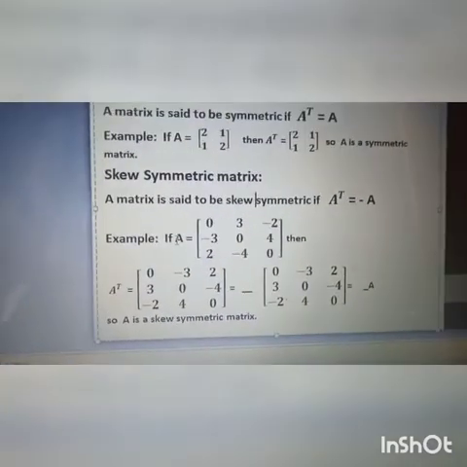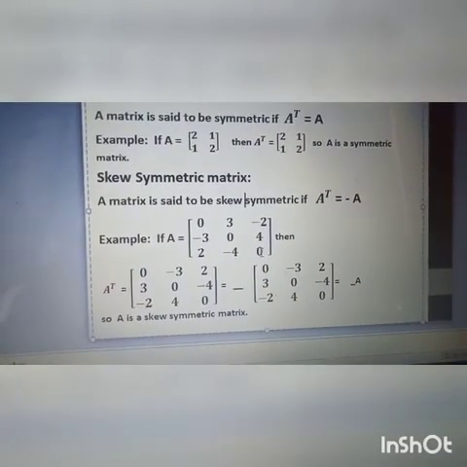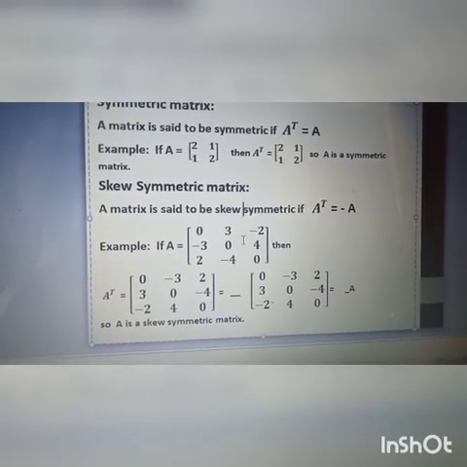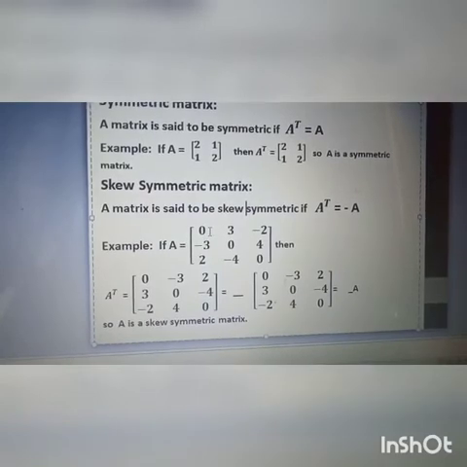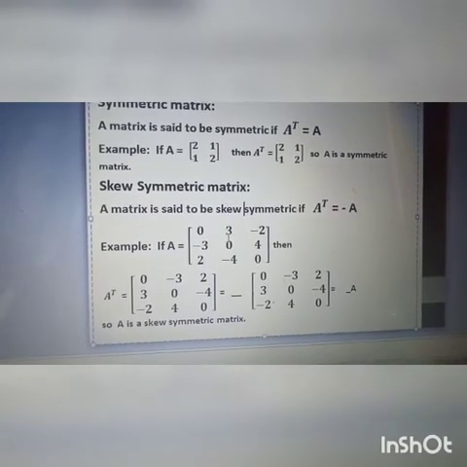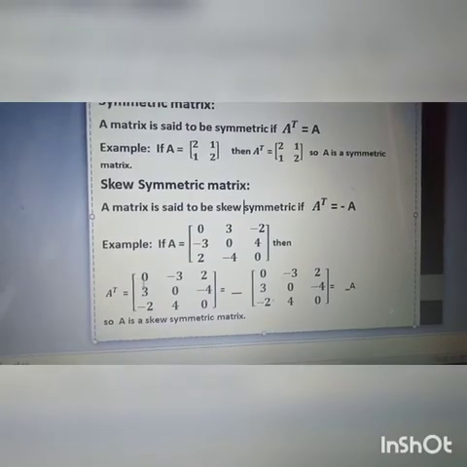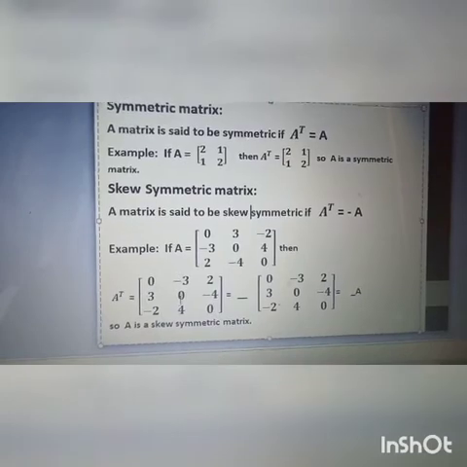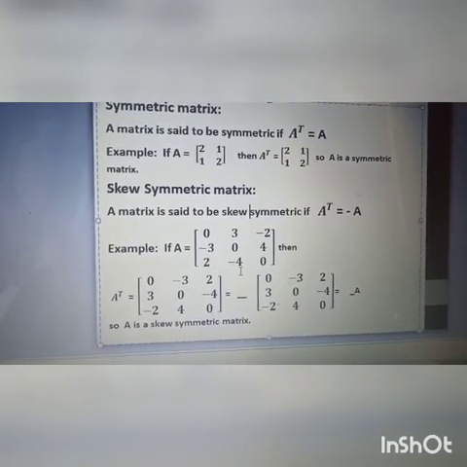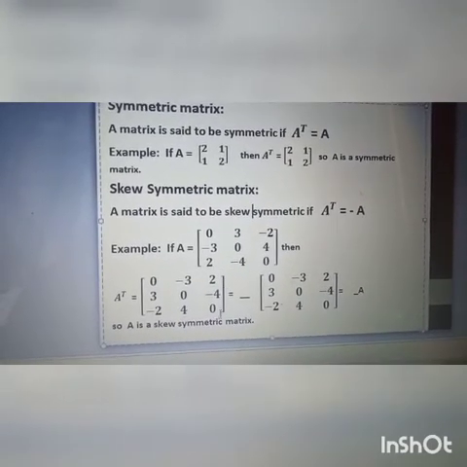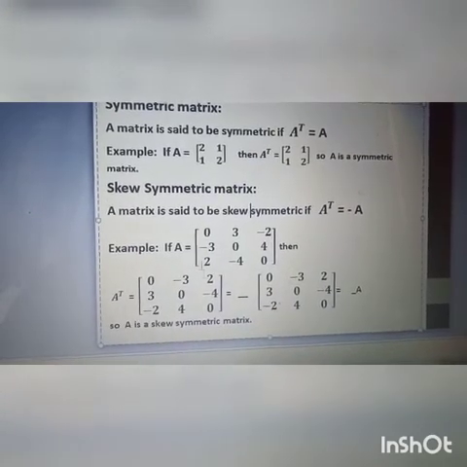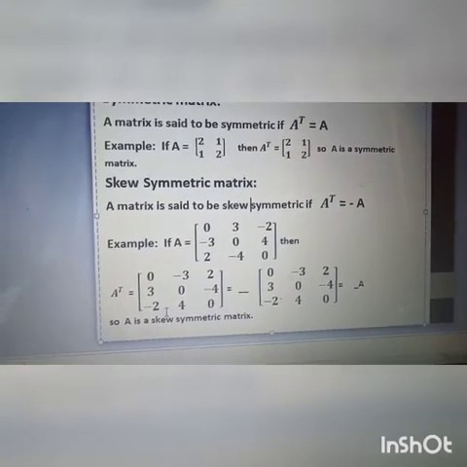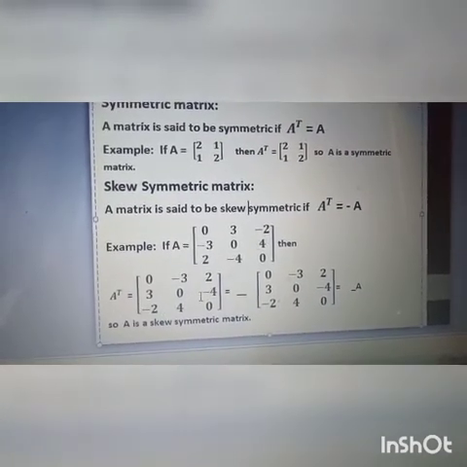Let's consider this example. A is a matrix, then let's calculate A transpose, and you know that converting rows into columns is called transpose. So 0 3 minus 2 is converted into the first column. Minus 3 0 4 is converted into the second column. 2 minus 4 and 0 is converted into the third column. So this is showing the transpose of A. And if you match A and A transpose, the difference is of a negative sign.